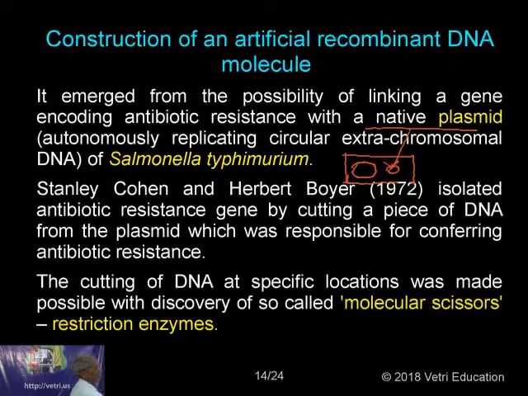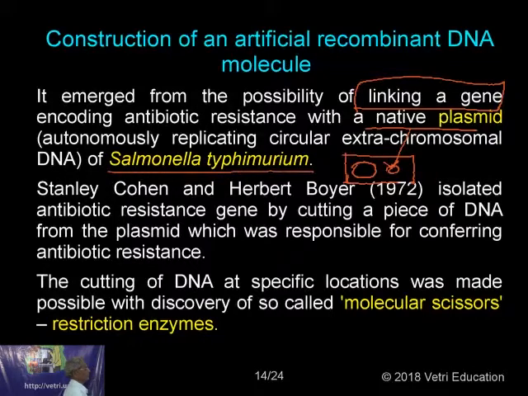Now, in this native plasmid, what I am going to do is link a gene, linking a gene in a native plasmid in the case of Salmonella typhimurium. So rDNA technology emerged from this. It started there only. Stanley Cohen and Herbert Boyer in 1972 isolated the antibiotic resistant gene.